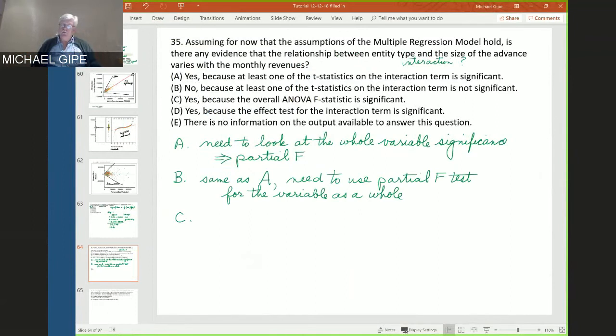How about C? Yes, because the overall ANOVA F stat is significant. So the overall F includes all variables. And does not distinguish individuals.